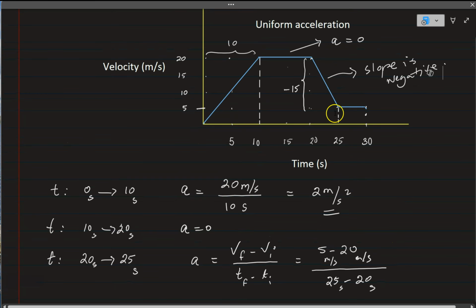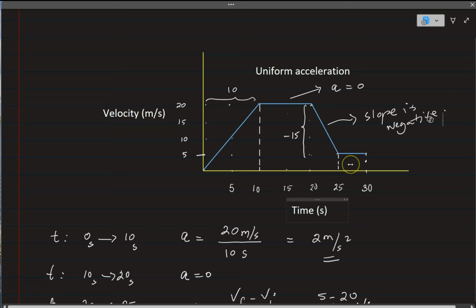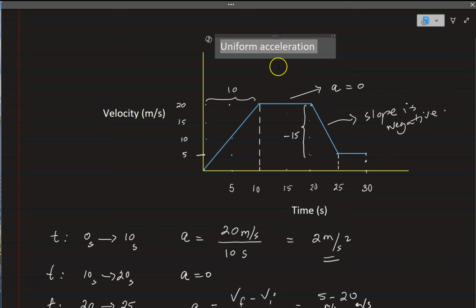And then the last piece, between 25 and 30 seconds, is maintaining the speed at 5 meters per second until the 30th second. This is another lesson. Uniform acceleration was the topic as well. So we really talked about the graphic representation of the distance time graph and the velocity time graph.